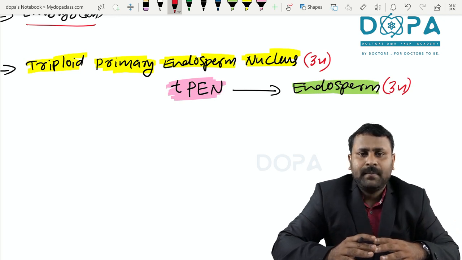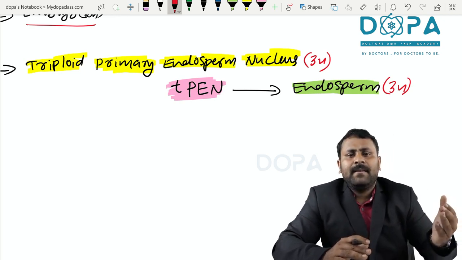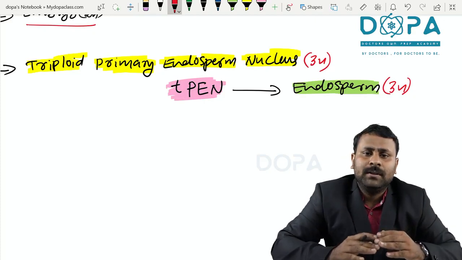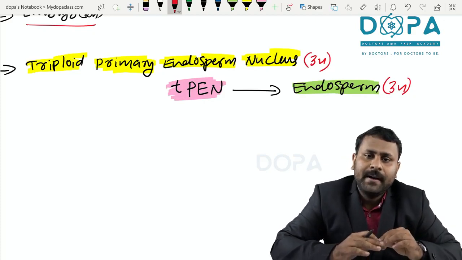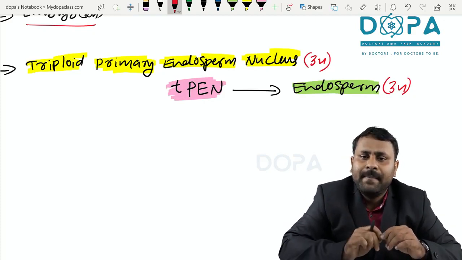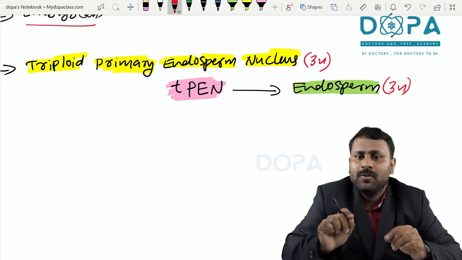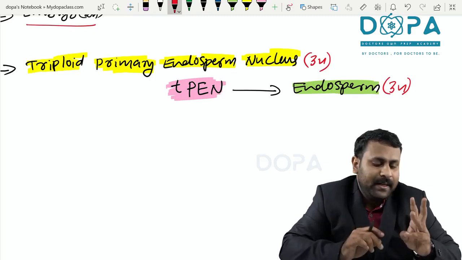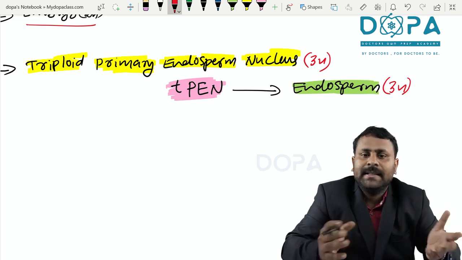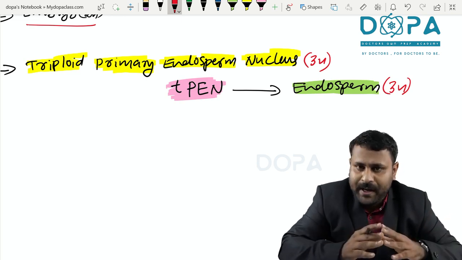Ready? Then we complete biotic pollination. Biotic pollination is called animal pollination, generally called zoophily. Beetles, wasps, bees, and birds are examples of animal pollination.